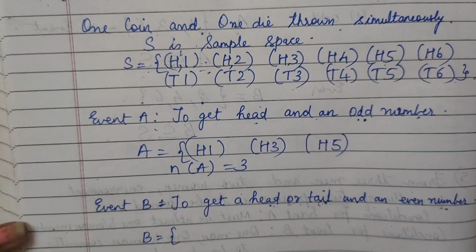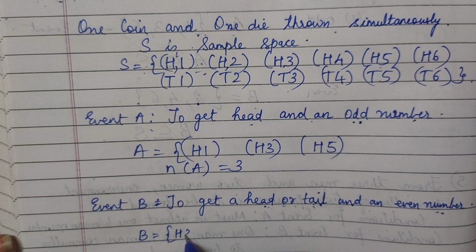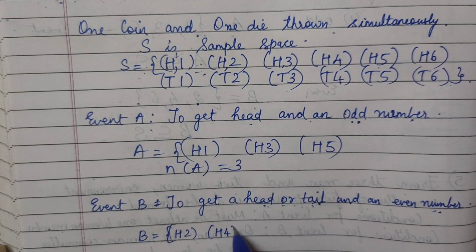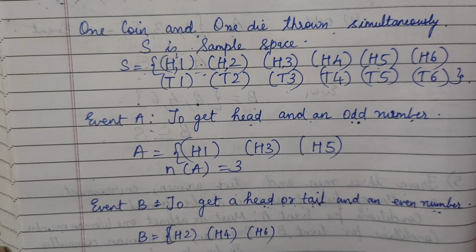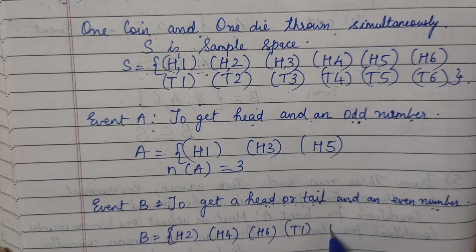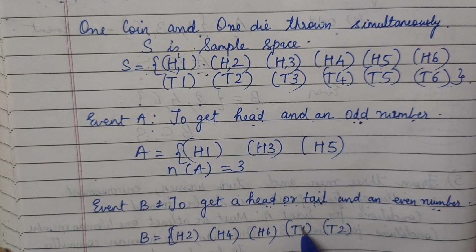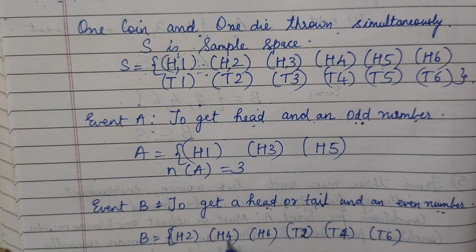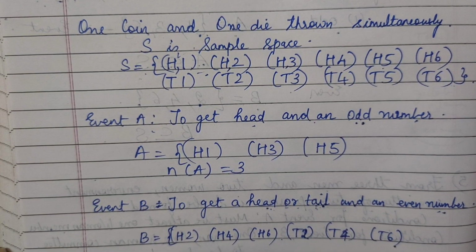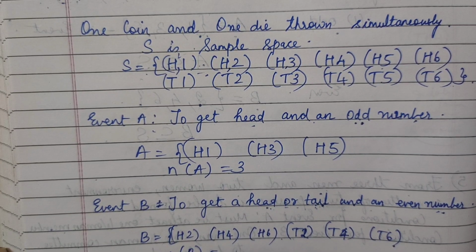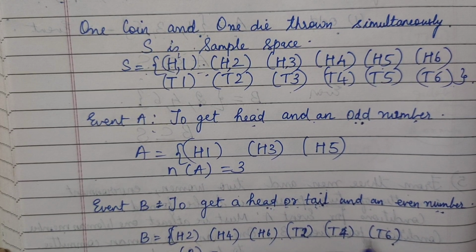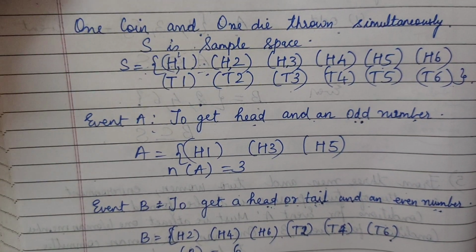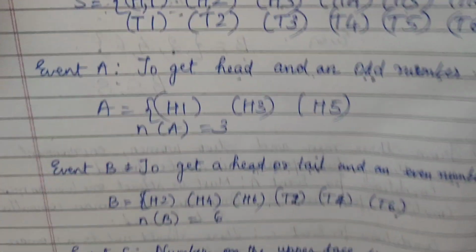So we will write it here. What all we said? H2, H4, H6. Similarly same with tail 2, tail 4 and tail 6. So all the even numbers have appeared? Yes. And now n of B is how many we have? 1, 2, 3, 4, 5, 6. So we have number of sample points in the event B is 6.